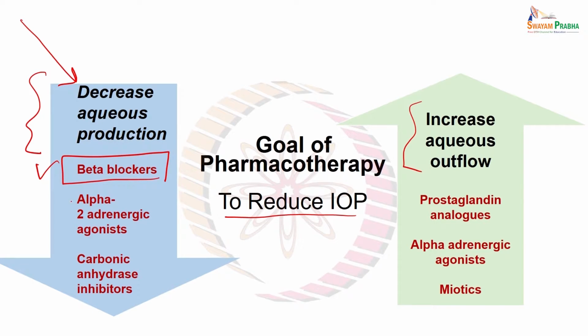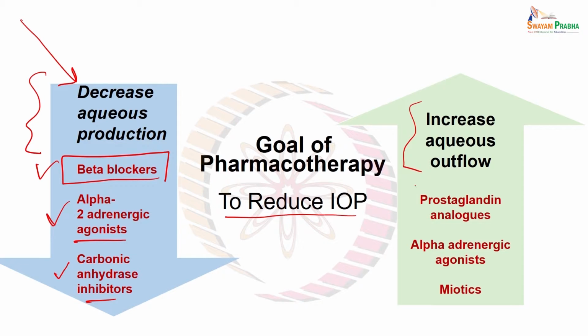Alpha 2 adrenergic agonists have an inhibitory effect on secretion, and third is the enzyme carbonic anhydrase, and carbonic anhydrase inhibitors are useful in this. So, three classes of drugs for reduction in aqueous humor production: beta blocker, alpha 2 adrenergic agonist, and third is carbonic anhydrase inhibitor.